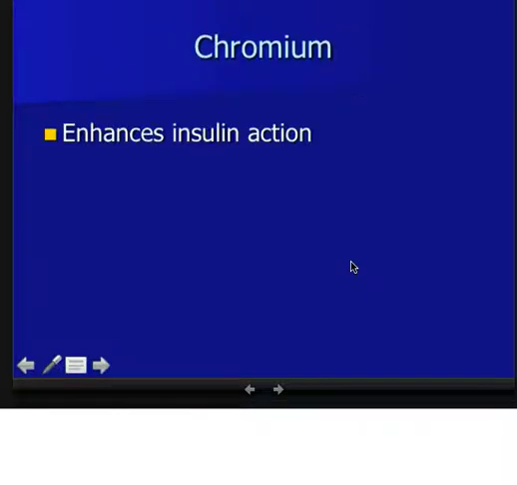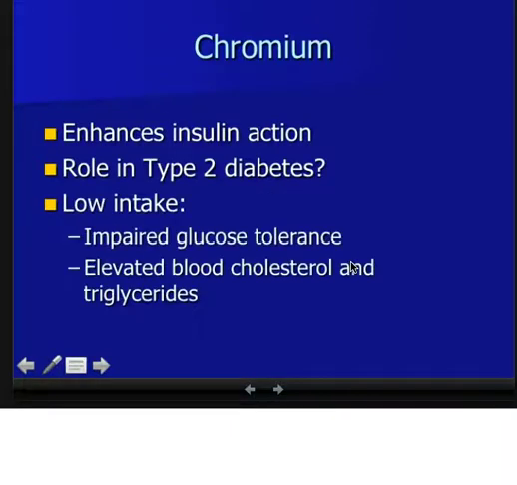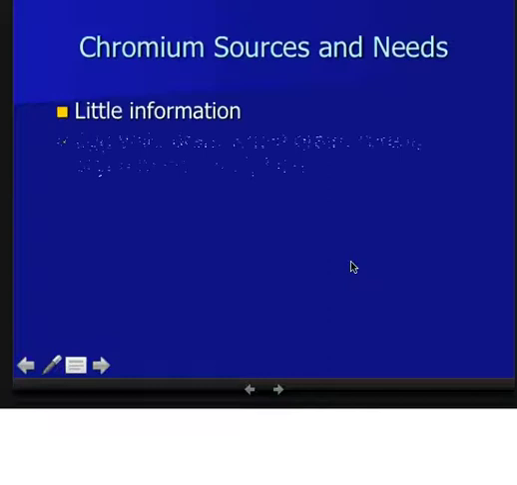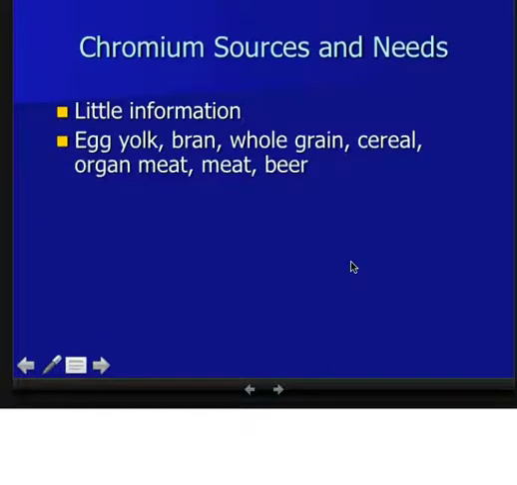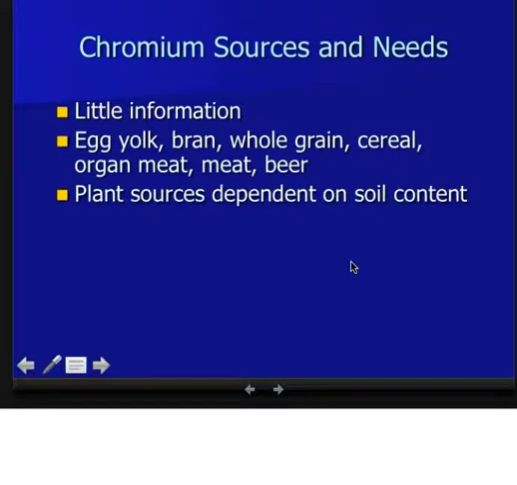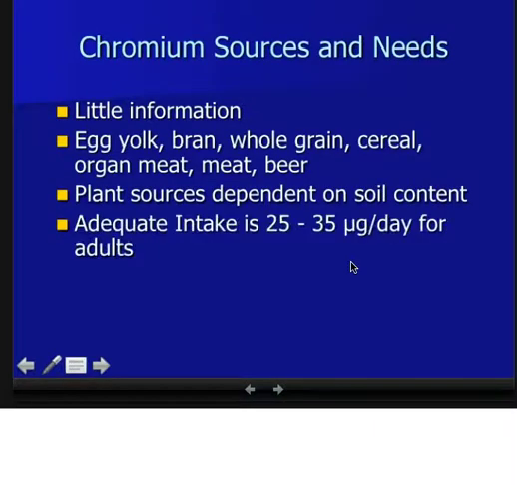Chromium enhances insulin action. It could have a role in type 2 diabetes, which is the adult onset type. Low intake can result in impaired glucose tolerance and elevated blood cholesterol and triglycerides. We don't have much information on the sources. It's found in egg yolk, bran, whole grains, cereal, organ meats, meat, and beer. The plant sources are dependent on the soil content.